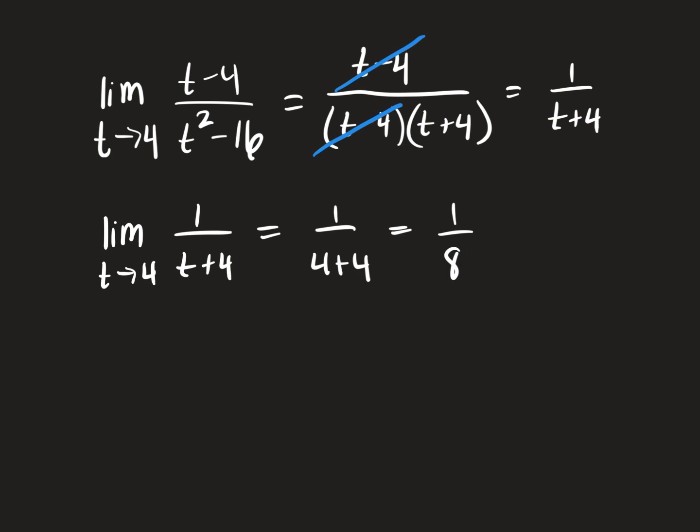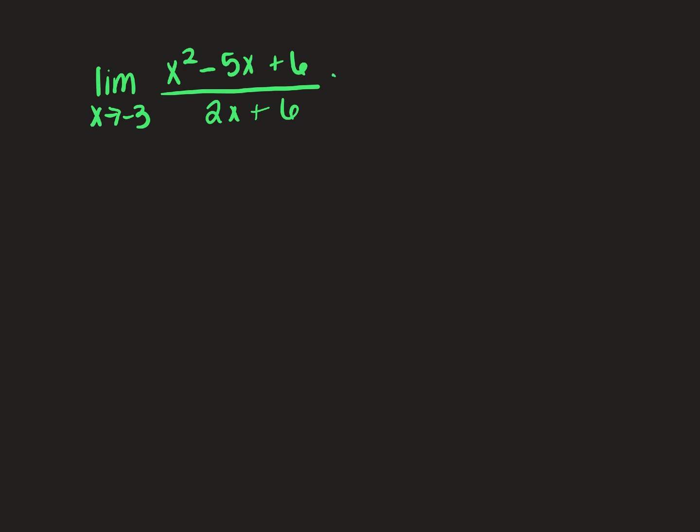Okay. So, we good with this one? Yeah. Okay. Our next limit. All right, so what's going to happen if we plug in -3 as it is right now? We're going to get some zeros. All right, so that means we have to do what? Factor. So let's factor on the top first.